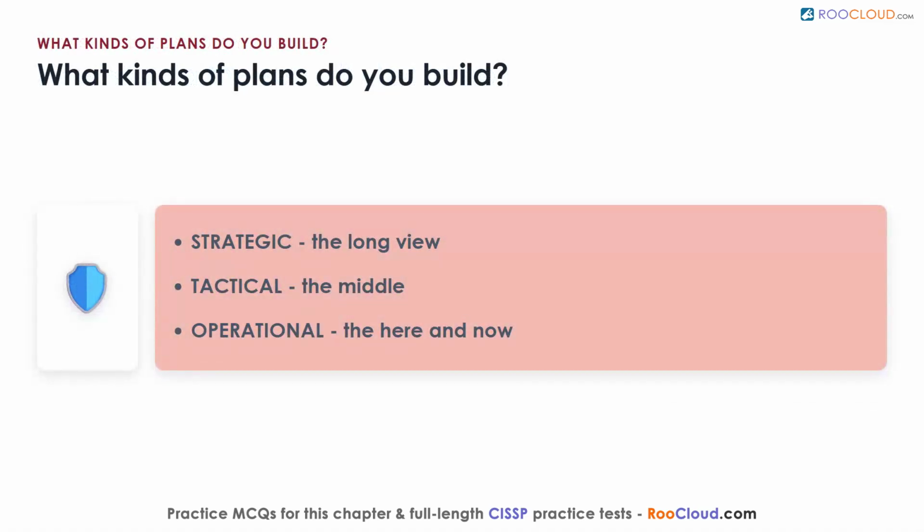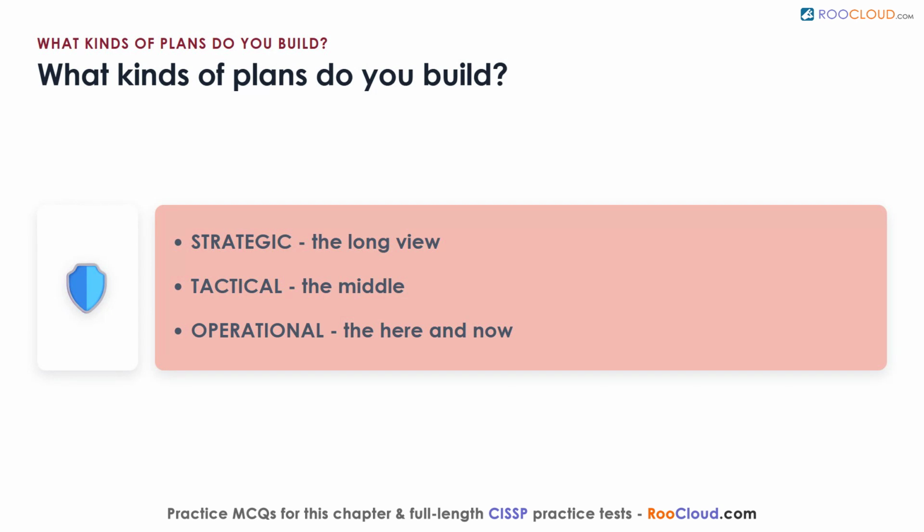What kinds of plans do you build? Security management rests on 3 plan types working together. They differ in how far ahead they look and how much detail they carry. A strategic plan sets the long view, a tactical plan fills in the middle, and an operational plan governs the here and now.